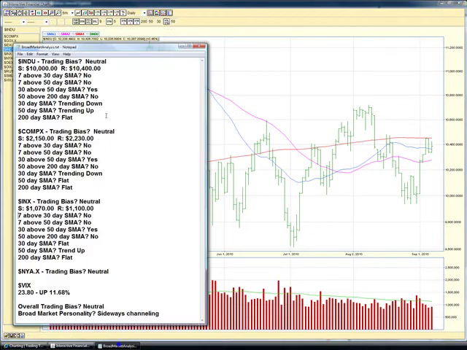Coming back to our statistics here, the 30 is still clearly above the 50. The 30-day is also still trending down. The 50-day is still trending up, and the 200-day is still flat. Moving on to the NASDAQ.